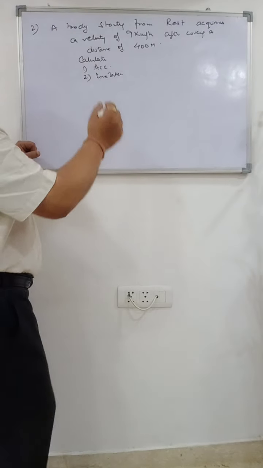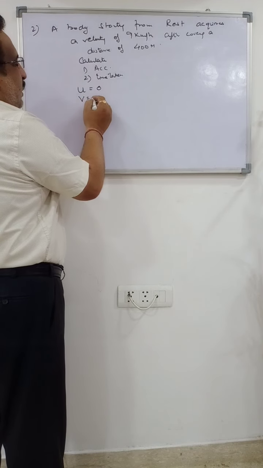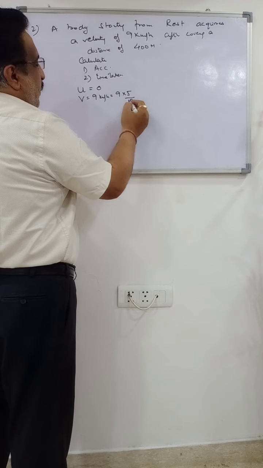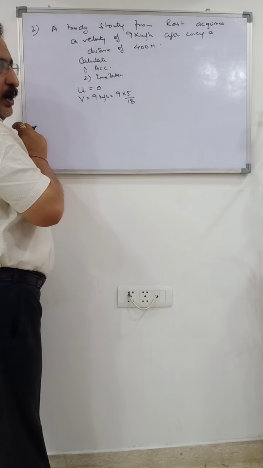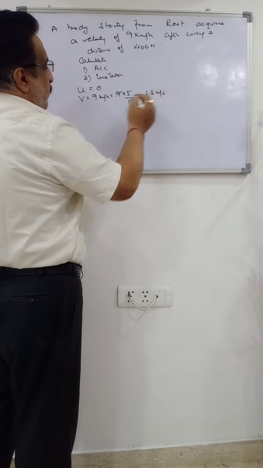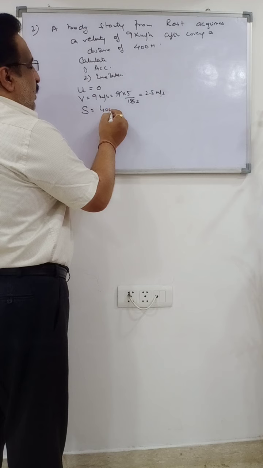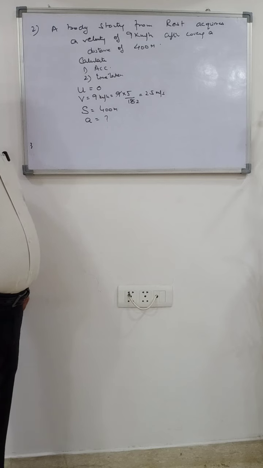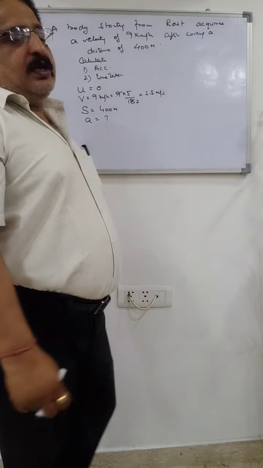Now what is given to you? Body starts from rest, u is 0, attains a velocity of 9 km/h. 9 km/h is 9 into 5 by 18 when you convert km/h into meter per second. Why? Because you require the quantities in SI units. 9 into 5 by 18 is 2.5 meter per second, the final velocity. Distance S is 400 meters. You have to calculate A. U is 0 meter per second, V is 2.5 meter per second, distance is 400 meters.